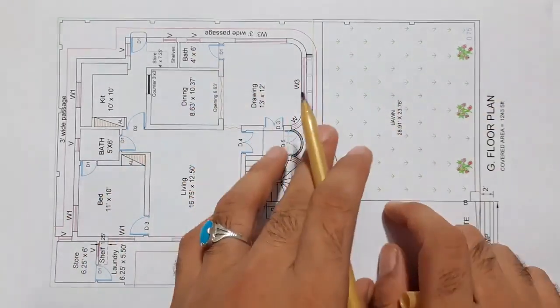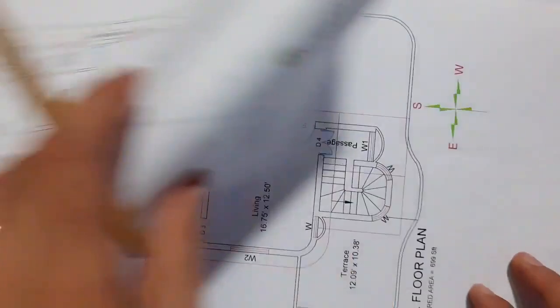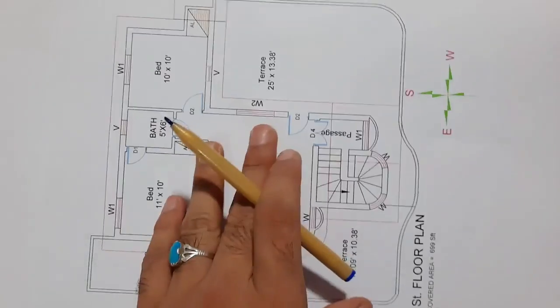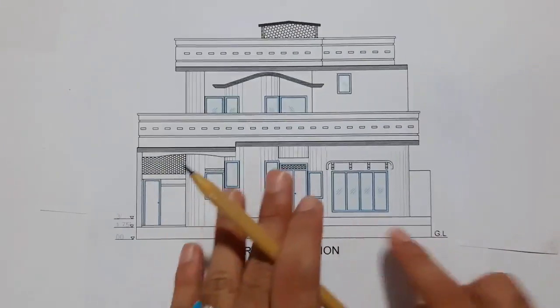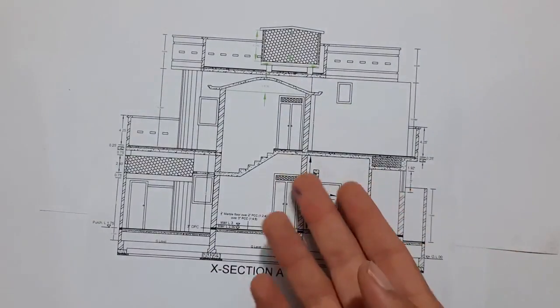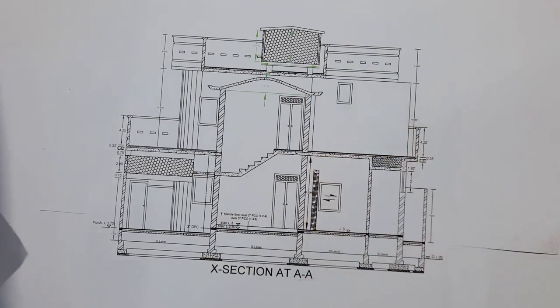Today in this important video lecture I will discuss a complete drawing of a house which I designed for one of my clients. You can see this is the ground floor plan. Also you can see on the next page the first floor plan, and second, you can see this is the front elevation, and the other is the staircase section, the X section of this house plan.